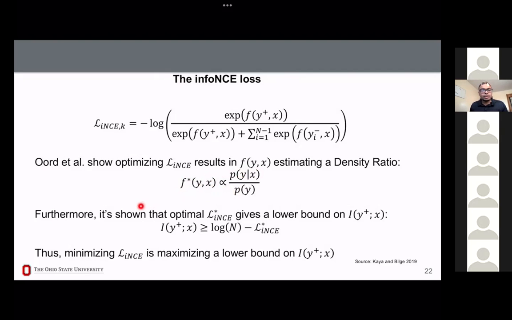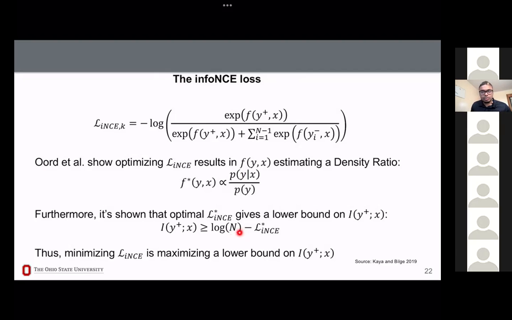And further, they also show that the optimal InfoNCE loss really gives a lower bound on the mutual information between the positive y and x. And this is the exact bound. How they do it is given in the paper's appendix. It's actually a very simple proof. Maybe I'll cover it in the next session if there will be interest and time.